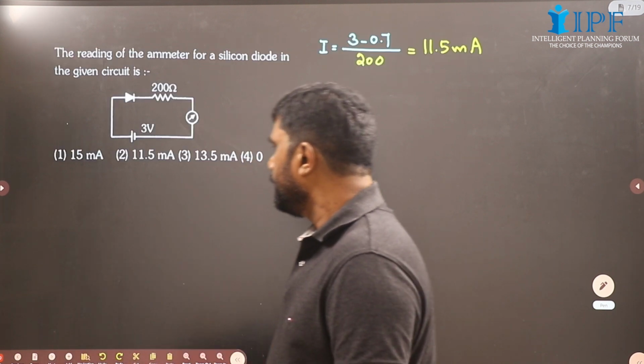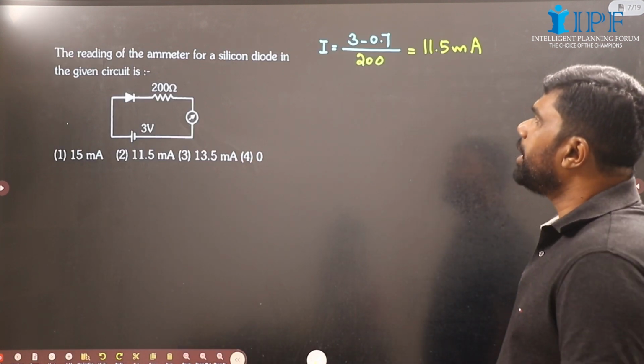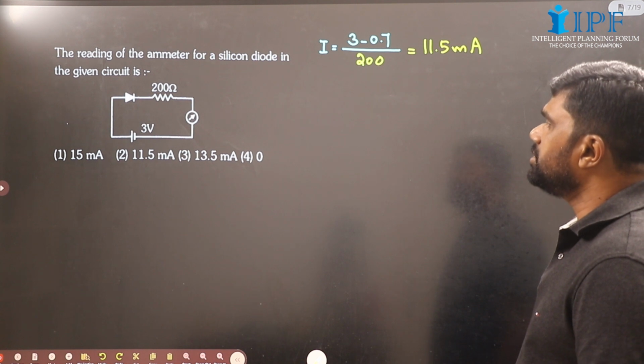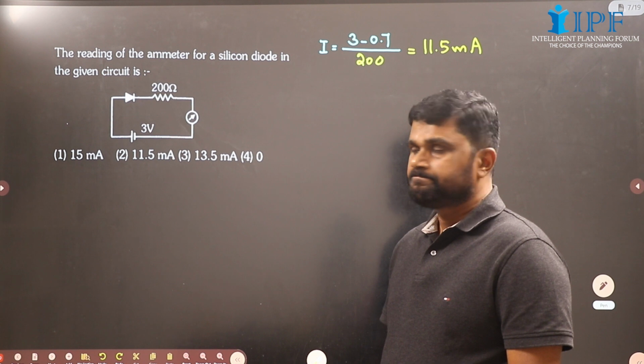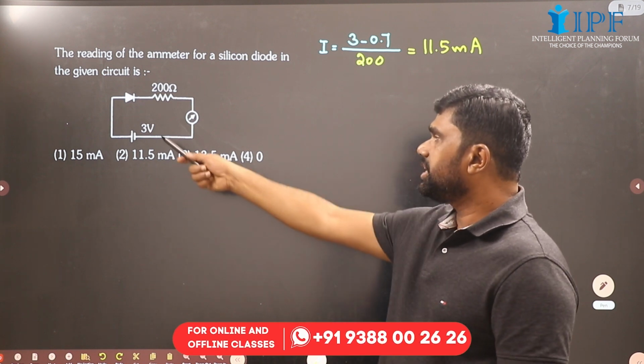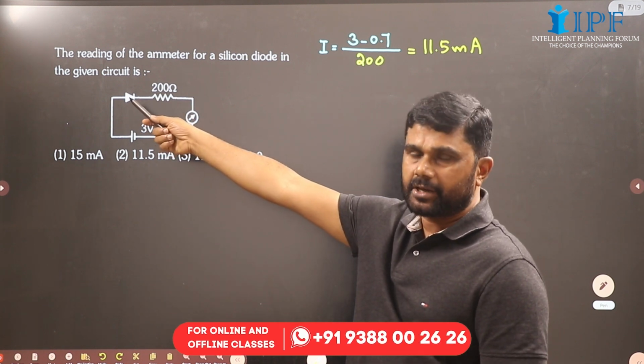Okay, now see the reading of the ammeter for a silicon diode in the given circuit. Silicon diode means the cut-in voltage will be 0.7. So of the 3 volt, 0.7 will be dropped across the diode.